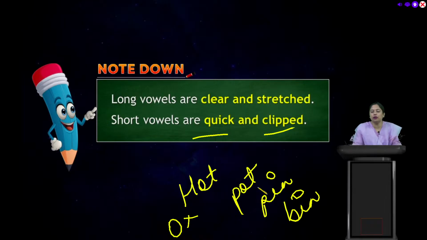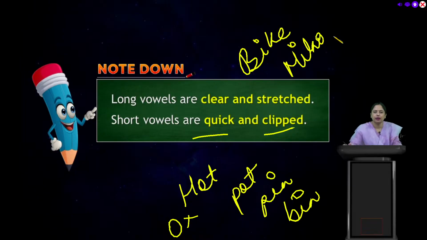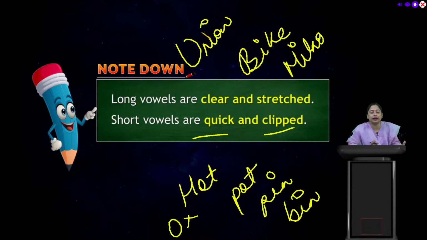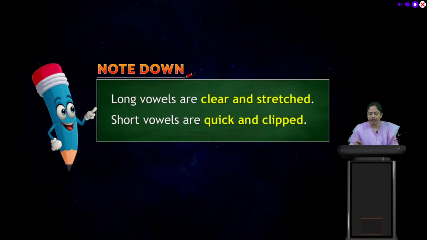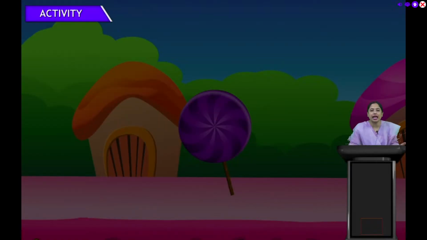The longer O, they are clear and you have to stretch it, like bike, mic, union, onion. So longer vowels, they are clearer, they have to be stretched, whereas short vowels, they are quick and clipped. So you don't have to stretch so much. You don't have to move your mouth. There is not much mouth movement here. It's very quick, it's very clipped, it's short and it's quick.